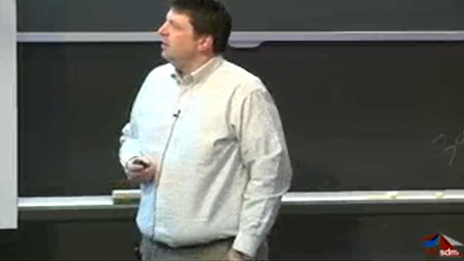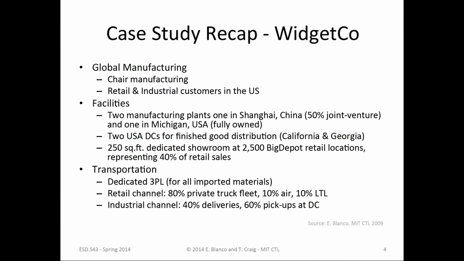So again, what we're looking at, we're putting you in the shoes of Widget Co. Essentially, you are a chair manufacturer selling office-type chairs, where you own your own manufacturing and sell primarily to customers in the U.S., both at the retail level and to industrial consumers. Facilities-wise, you have two manufacturing plants. One is located in Shanghai, and one is located here in the U.S. in Michigan. The one in Michigan is fully owned. The one in China is a 50-50 joint venture with local investors.